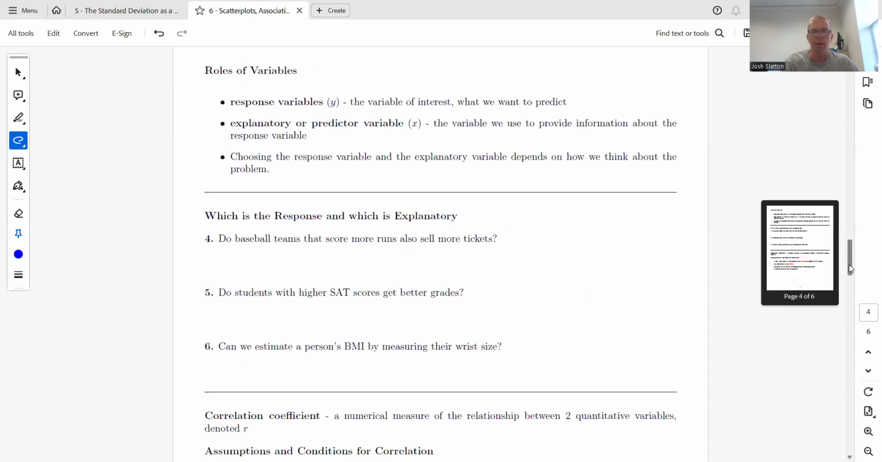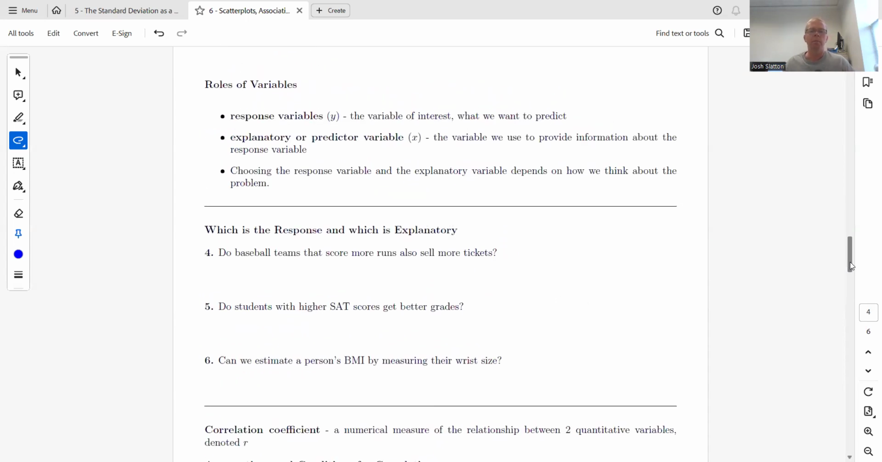All right, so if we move along, let's talk about the roles of variables. So we have two different variables here, an X variable and a Y variable. The Y variable is the one that we are always going to predict. So you use the information from the X variable to predict the Y variable. You might be able to switch them and make a prediction based on the other variable, but whatever variable you name as X is the one that you're using to predict Y. It's always going to be that way.